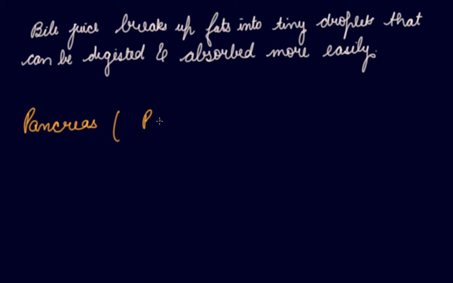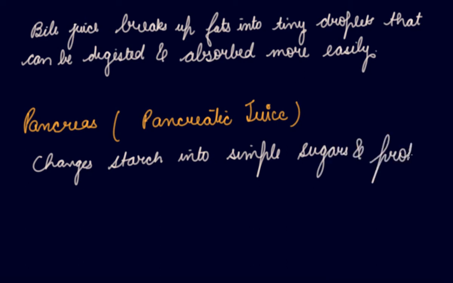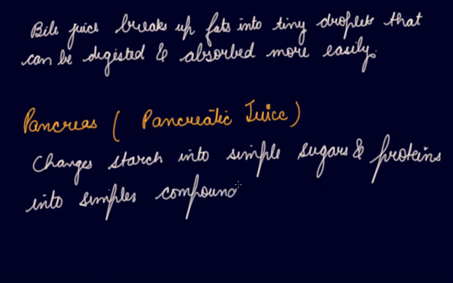It secretes pancreatic juice. This juice changes the starch that is present in your food into simpler compounds, and proteins into simpler compounds called amino acids. These are required for the muscles of the body.